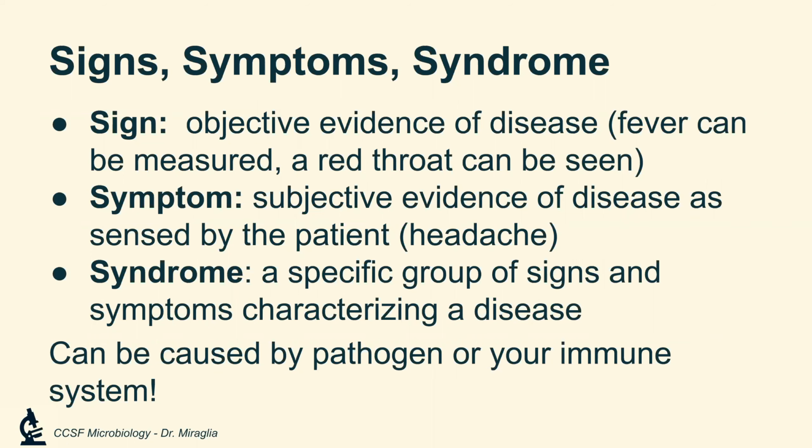Now, all of this can be caused by the pathogen itself or the immune system. One of the things we've been talking a lot about with COVID-19 is the idea that the immune system is actually creating the situation where people get really sick, because it's your immune response to the virus that causes so much damage to the lungs. So signs, symptoms, and syndromes are sometimes caused by the organism itself doing damage to you, but they're often also caused by your immune response as well.